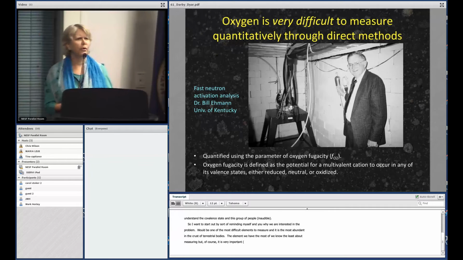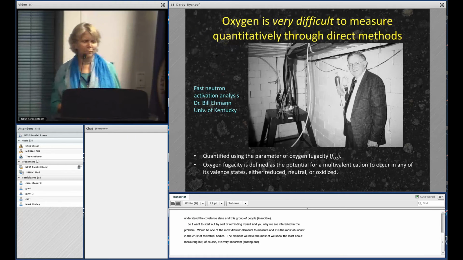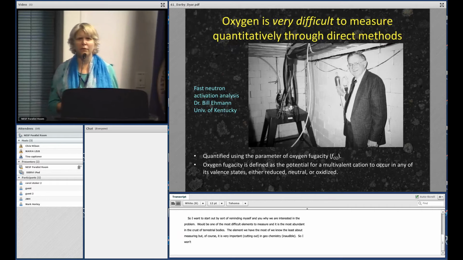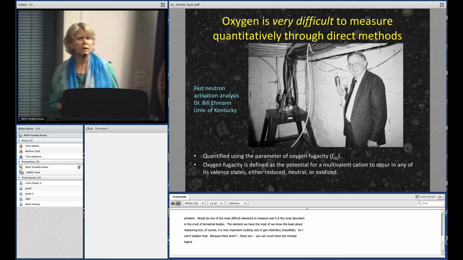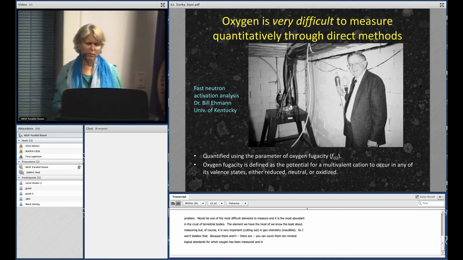And again, I've known from personal experience that oxygen is very difficult to measure. Now, despite some of the measurements that have been made from spacecraft, in the world of petrology and mineralogy, we don't routinely measure oxygen, and that's because there aren't any standards. There are, you can count them, 10 mineralogical standards for which oxygen has been directly measured, and in particular in this lab. Bill Eman at the University of Kentucky was one of the pioneers of fast neutron activation analysis and supplied oxygen analyses for the few standards that exist.